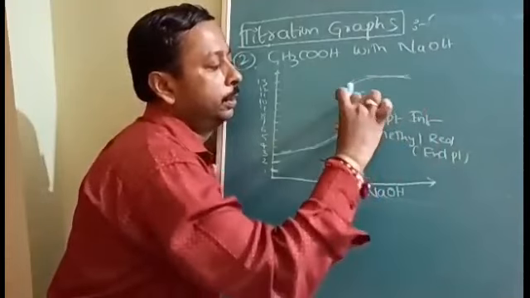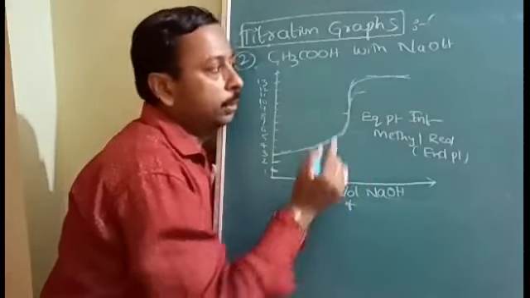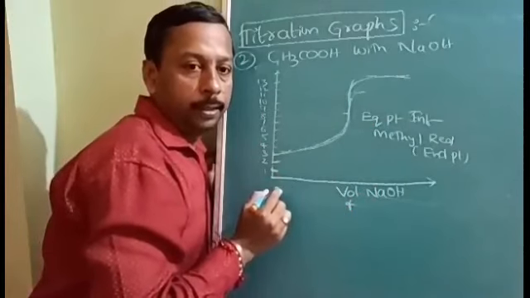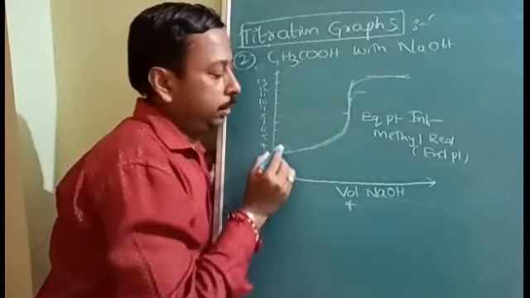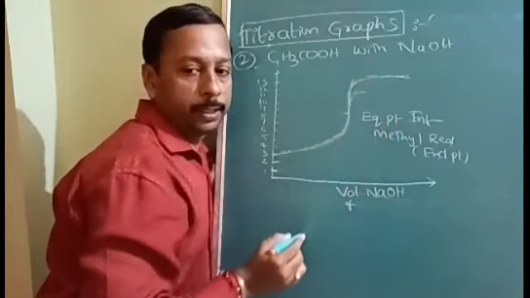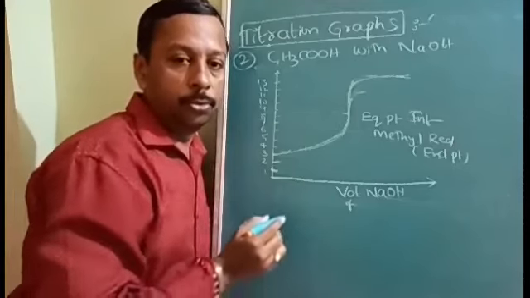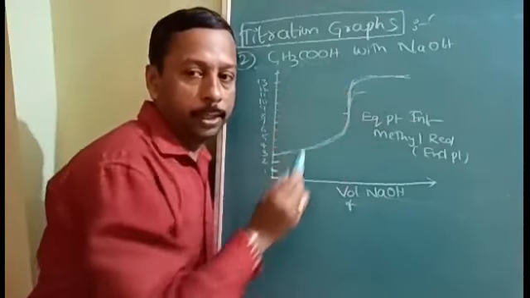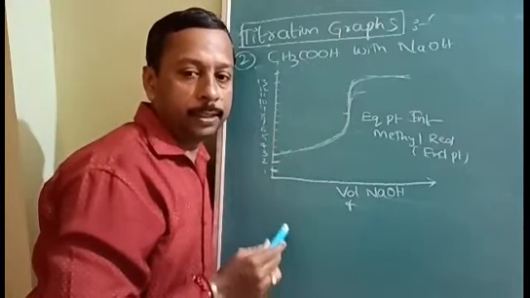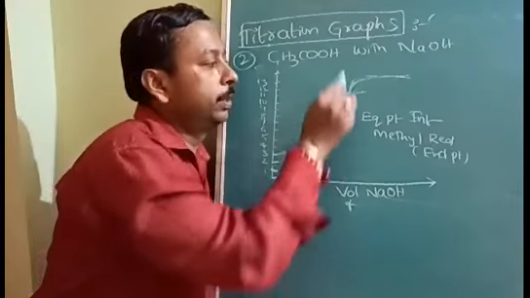See, this length is very small compared to the previous one. It is because of what? NaOH or acetic acid? The steepness has decreased due to what? Acetic acid or NaOH? Acetic acid. A weaker substance will reduce the steepness. With a stronger substance, the steepness will be more.